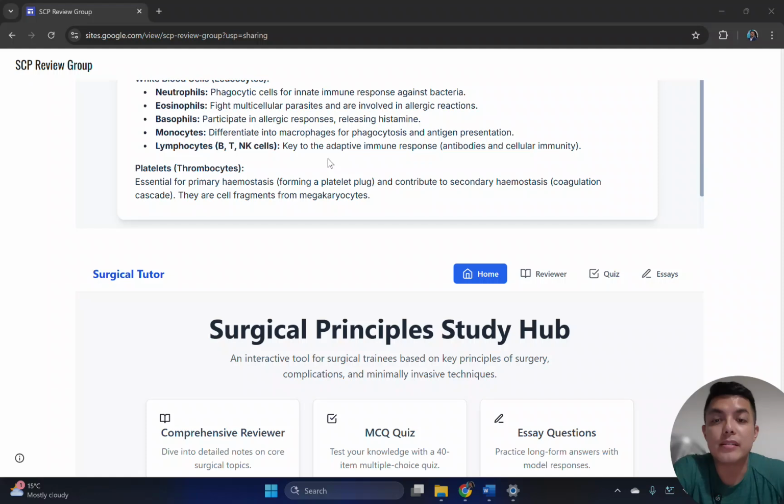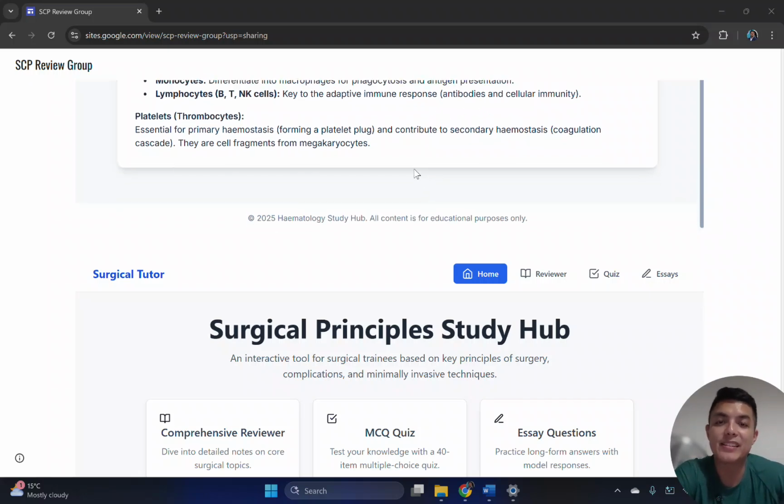So it's key to the adaptive immune response. So this is antibodies and cellular immunity. And now let's talk a little bit about thrombocytes. So essential for primary hemostasis or forming a platelet plug and contribute to secondary hemostasis, which is the coagulation cascade. Now they are cell fragments from megakaryocytes. So these are your platelets.